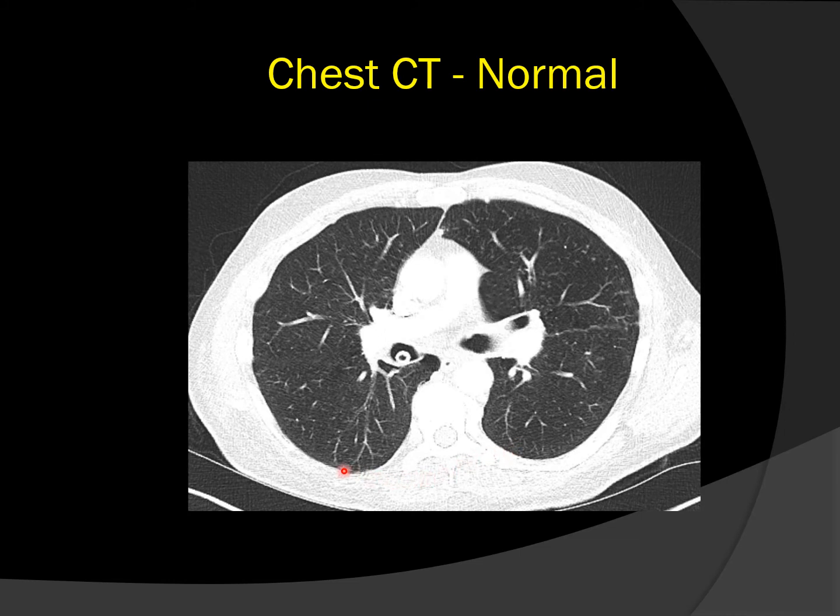So this is a healthy patient's lungs, just to give you a frame of reference. The parenchyma is a dark, not quite black, but a darker shade of gray. And in between are the branching blood vessels. Just get used to this. This is a normal CT scan.